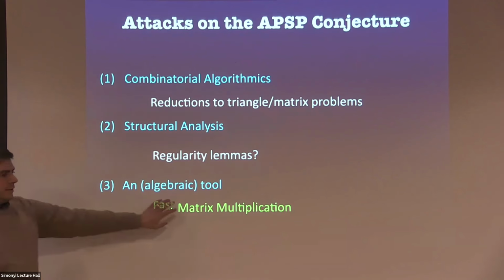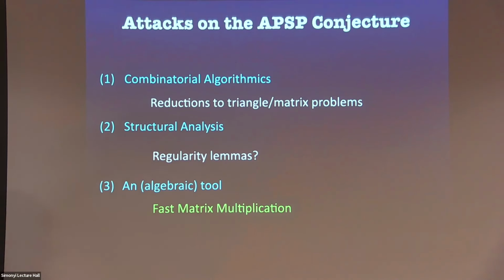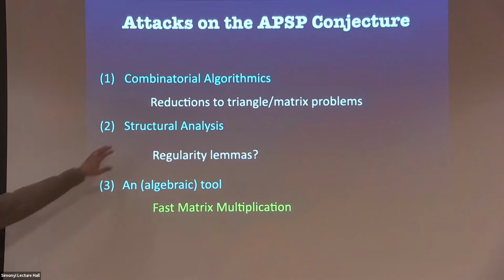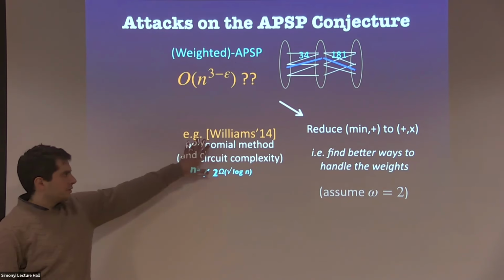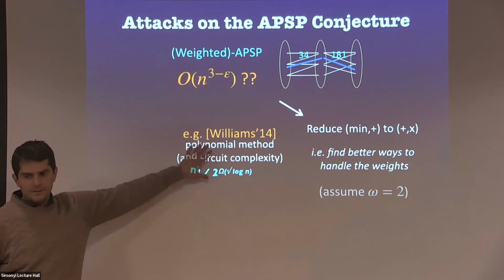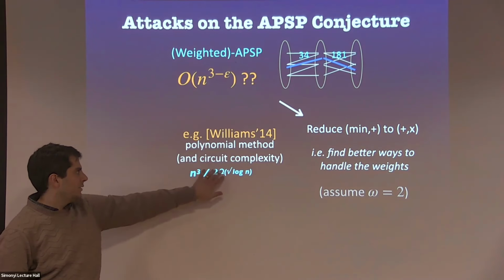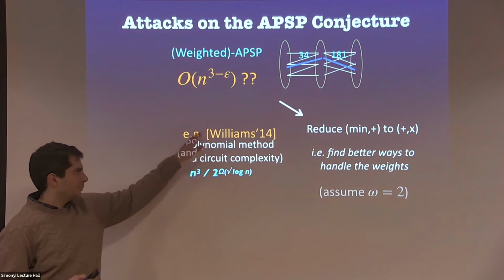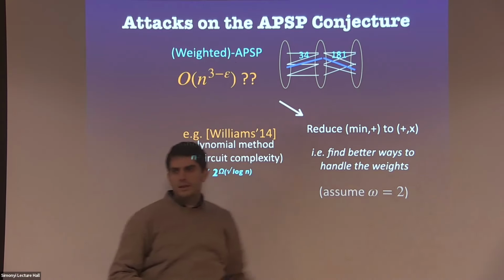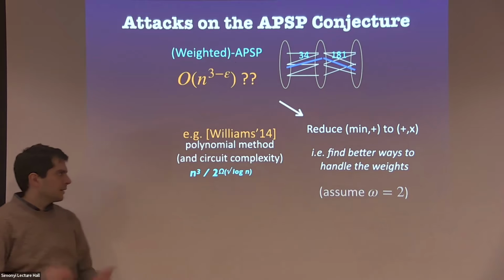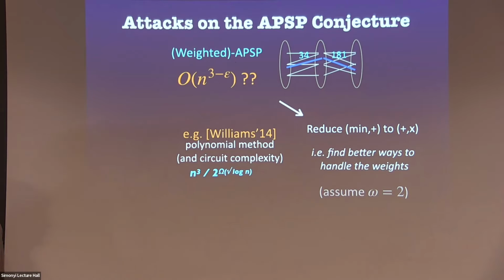In this scheme of things, I have this heavy tool I want to use, but I still might apply something here. Just as an example, Ryan's current best algorithm for APSP can be viewed that way. He uses the polynomial method and circuit complexity to get a reduction from min-plus to plus-times. If it was better, we could get better, but that's what we get.